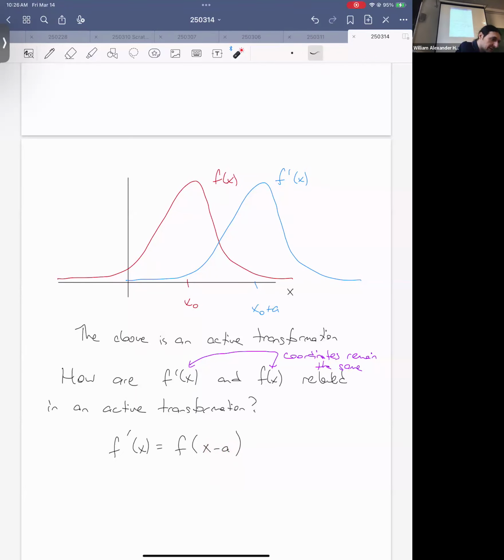The point is that I have to look at the peaks. So f of x is peaked at x0. F prime of x is peaked at x0 plus a. So if I plug in x0 plus a into this f, I have to get x0 back. So it's minus a. Good. All right. Questions?